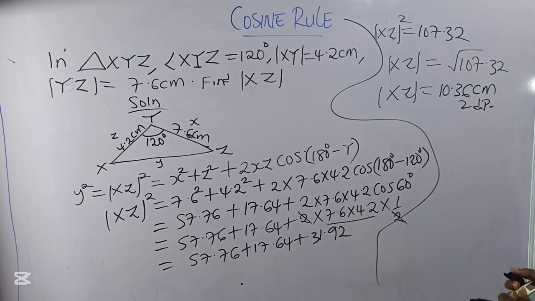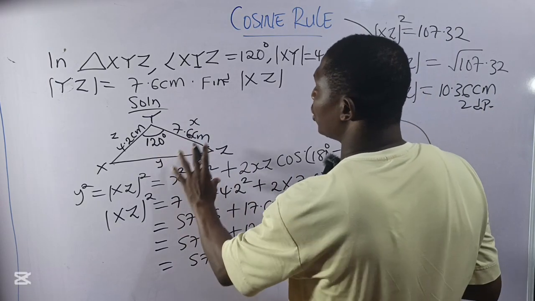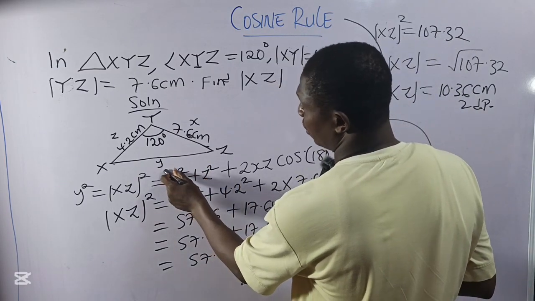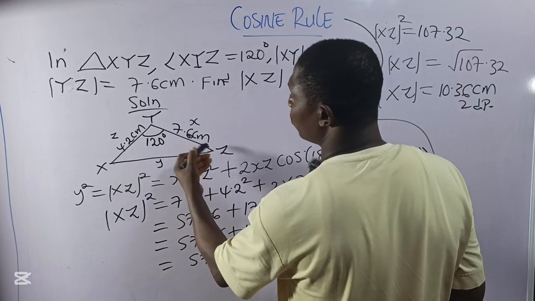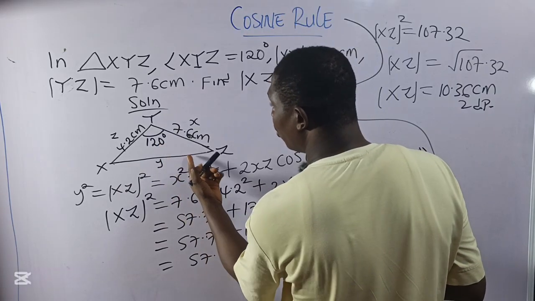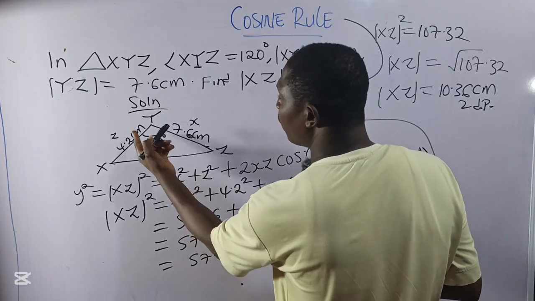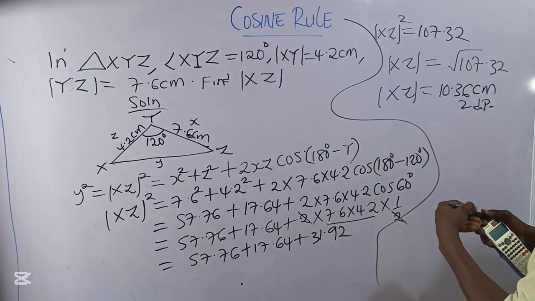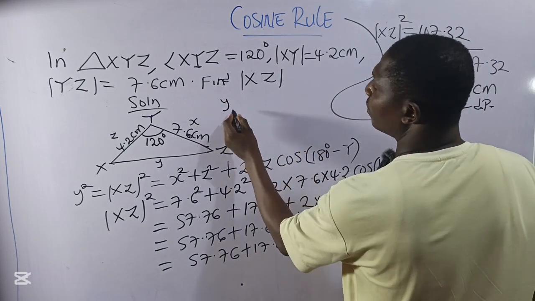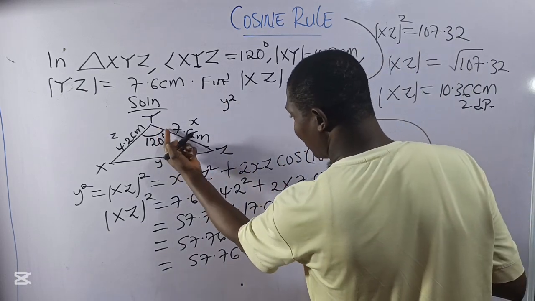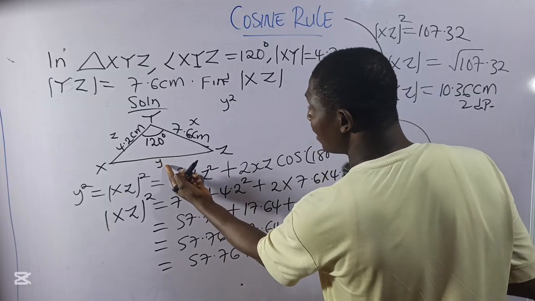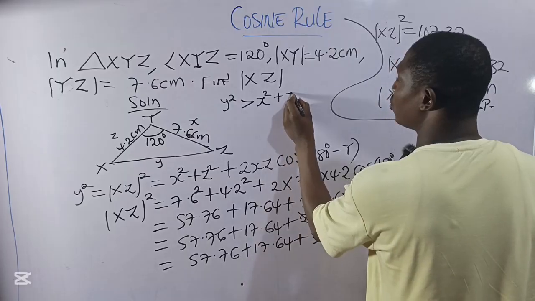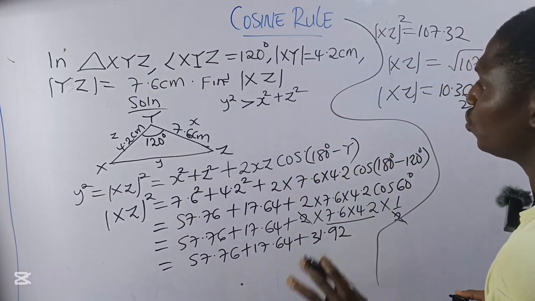But let me tell you something. In a triangle, if the angle is obtuse, the square of the side facing the obtuse angle must be greater than the sum of the squares of the two other sides. What am I saying? Y here in this case, which is the biggest angle, the obtuse angle, the side facing it, which is y, the square of it must be greater than X square plus Z square for any obtuse angle.